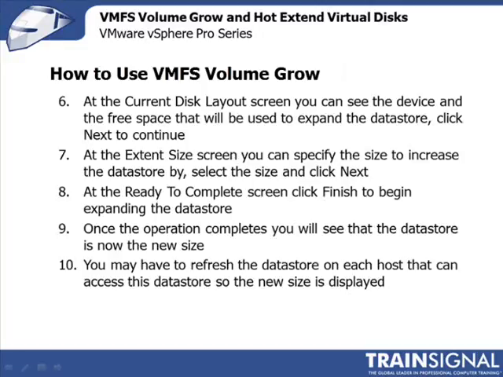At the Extent Size screen, you can specify the size to increase the data store by. The default is maximum capacity, which uses all the free space on the LUN. Select the size and click Next. At the Ready to Complete screen, click Finish to begin expanding the data store, or go back and change your settings. Once the operation completes, you will see that the data store has grown to the new size. You may have to refresh the data store on each host that can access this data store so the new size is displayed correctly. Let's now look at a demonstration of growing a VMFS volume in the vSphere client.